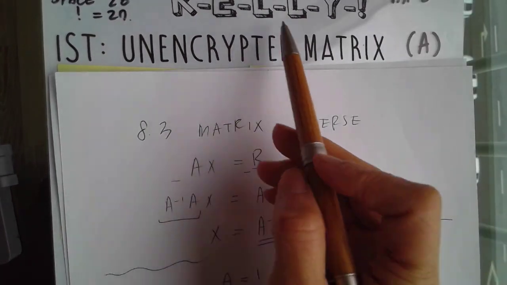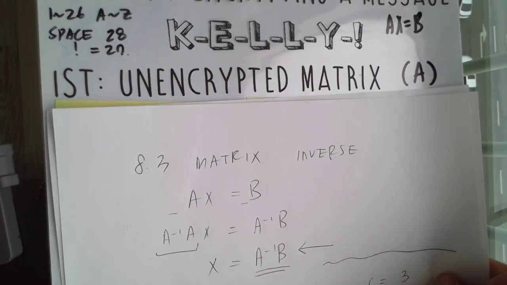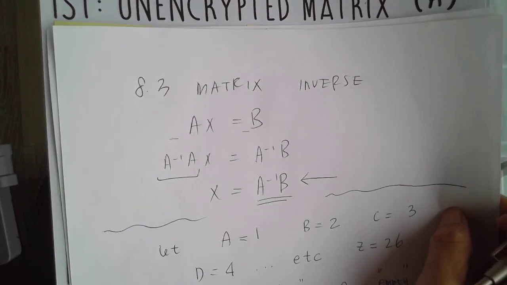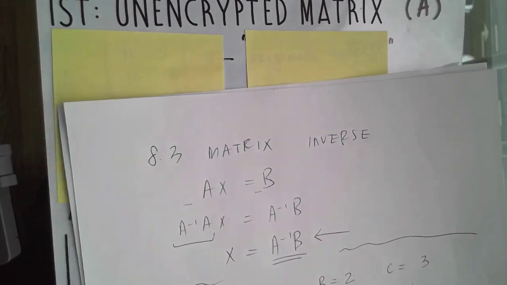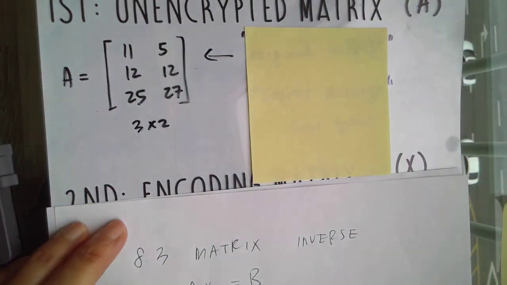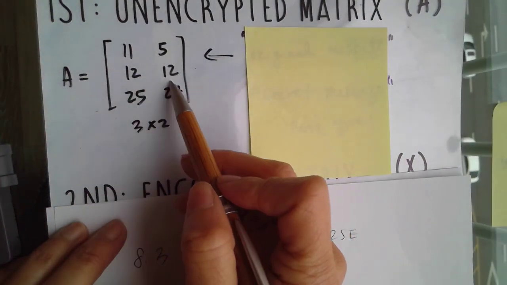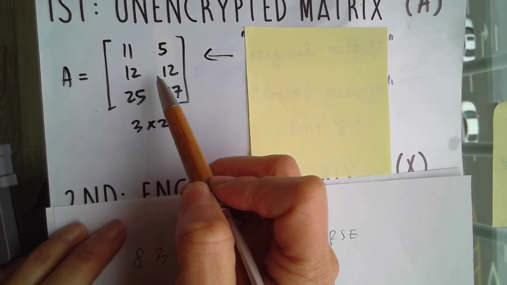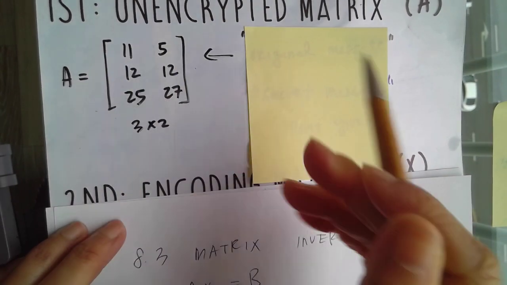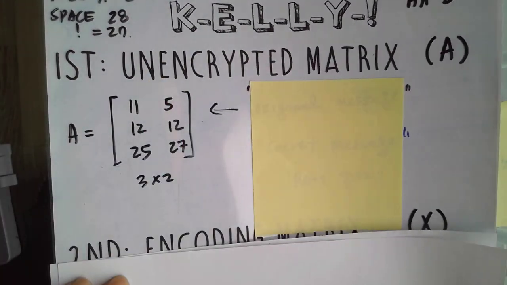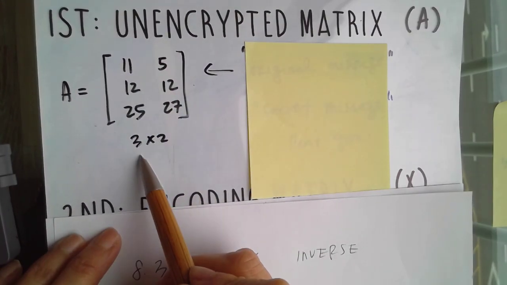Now we can decide on what size matrix you want, depending on your encoding matrix, which we're going to talk about. Now let's say I'm going to spell out Kelly in this way. I'm going to start out Kelly by creating 11, 5, 12, 12, 25, 27. What does this mean? KELLY. And 27 is the space. So Kelly. And it's a 3 by 2 matrix.